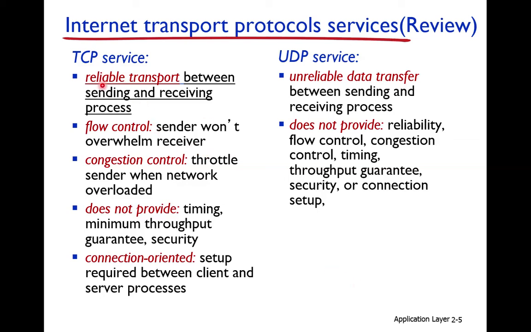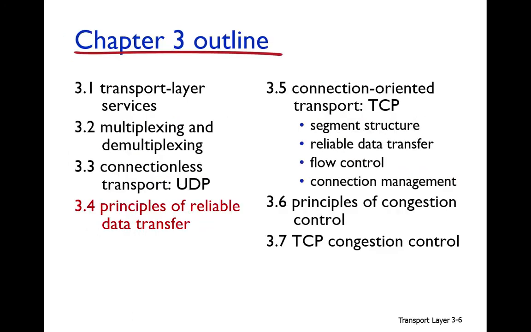Now we are going to discuss the reliability that is used in TCP. So first we will discuss the reliability. What is reliability? How can reliability be achieved at the transport layer? We are going to discuss this term reliability in detail in today's lecture. Now we are going to discuss the principle of reliable data transfer at the transport layer.